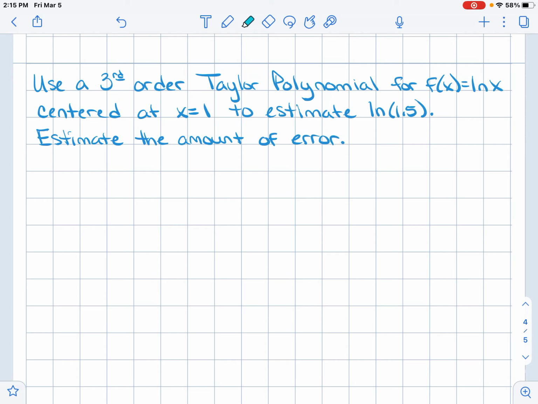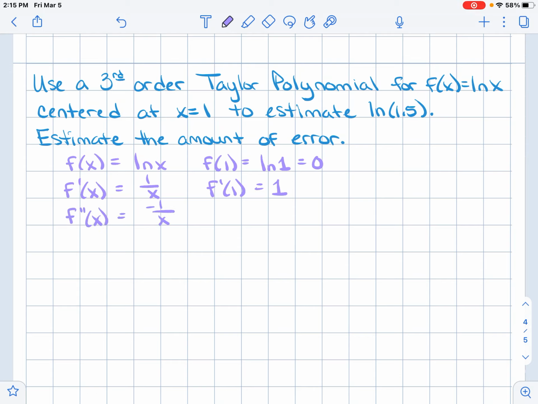Okay, welcome back. In order to write the polynomial for this, we need to find all of the derivatives. So first of all, f of x is the natural log of x, and we're centering this at 1, so we need to find f of 1. The natural log of 1 is 0. Then we're going to find the first derivative. The first derivative is 1 over x. f prime of 1 is 1. The second derivative is negative 1 over x squared.